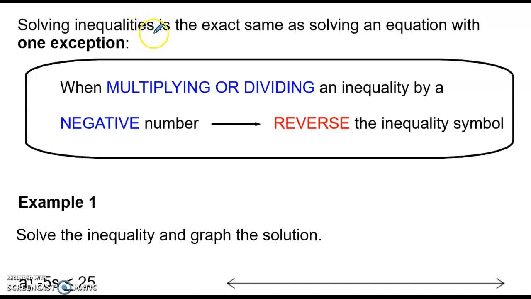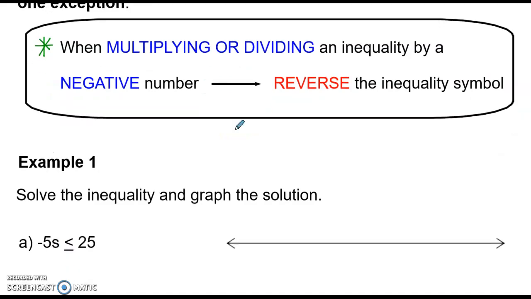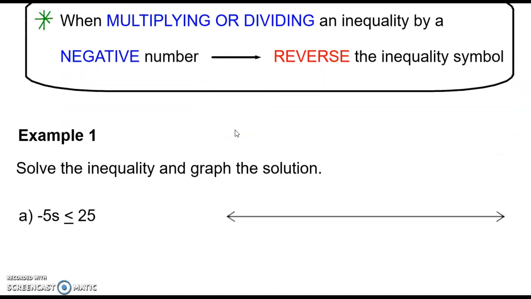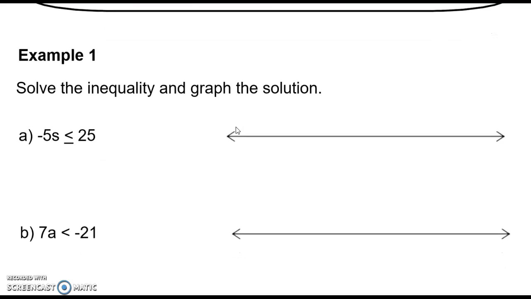So solving inequalities is the exact same as solving an equation with one exception. When multiplying or dividing an inequality by a negative number, we have to reverse the inequality symbol. So let's look at some examples to see how that's going to work.